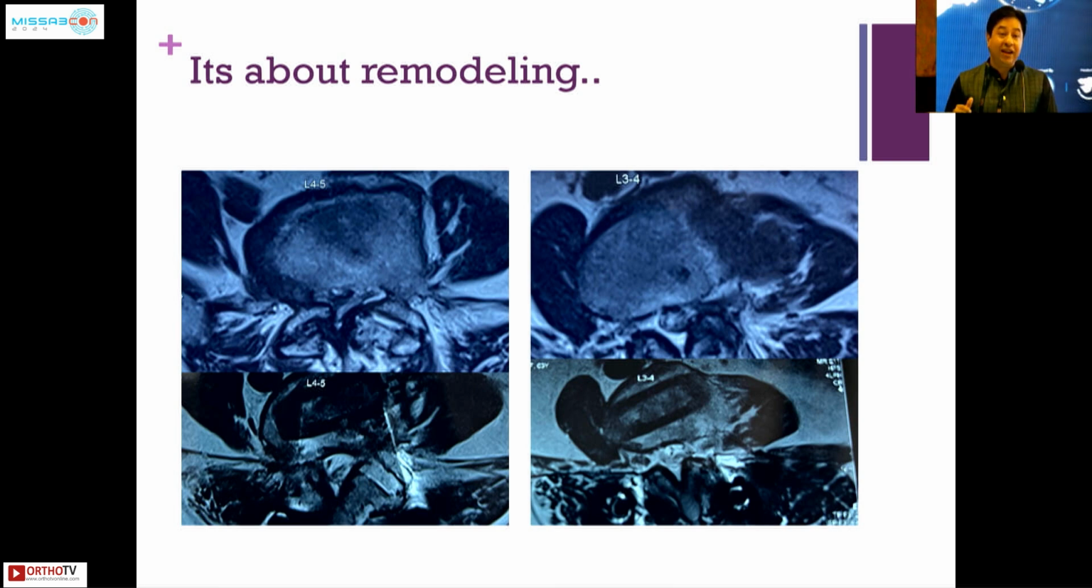It's not only about getting those big cages and getting the height. It is about the remodeling of the whole spine. Once you restore the anatomy, the spine simply remodels itself. And this is exactly the same cut pre-op and post-op and tells you how the spine behaves.